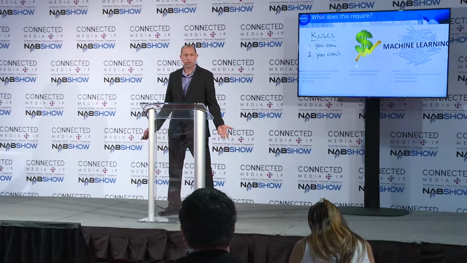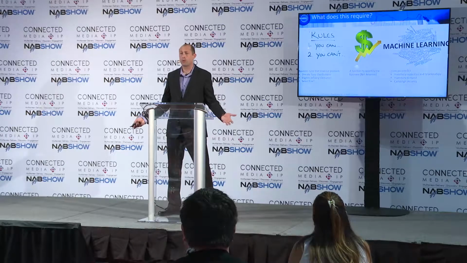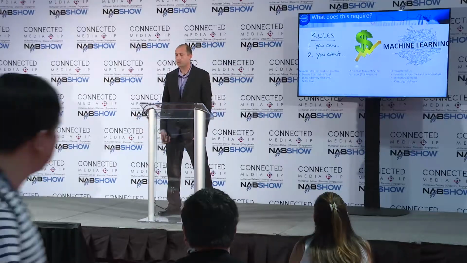Where does machine learning come in? Well, we've already talked about a few of these things. You've got to be able to predict a few different things out there. What your inventory capacities are, what the relationships between those inventories are. So again, how do you actually measure that overlap between people who would like to buy a truck and people who own dogs? You've also got to be able to look at inventory demand. So what are you likely to sell in a future time period? And then you've also got to be able to forecast what you're actually going to be able to deliver.